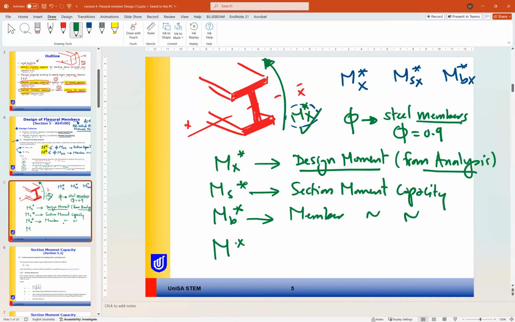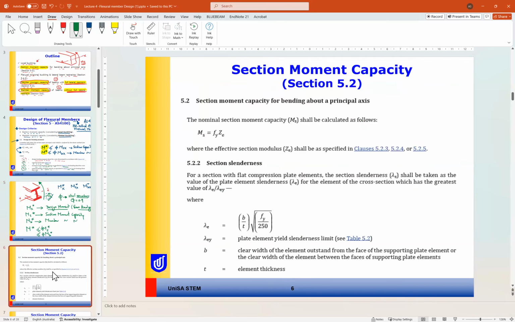So our design criteria, or our design condition, is M* less than MSX and less than MBX, and we need to apply the capacity factor phi. So let's start our section moment capacity calculation. The section moment capacity is MS. This is covered by section 5.2.